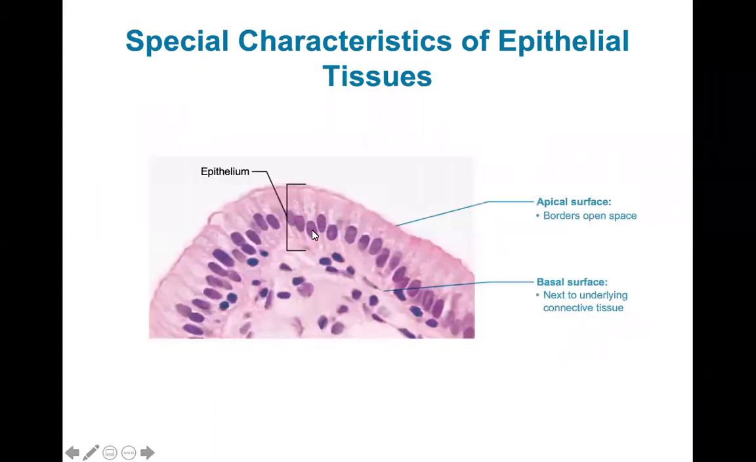So if we're looking here, here we have an epithelial tissue. You can see you have a bunch of cells all lined up next to each other. This would be the apical surface here. This is the free surface. This would be our basal surface right here. Okay.